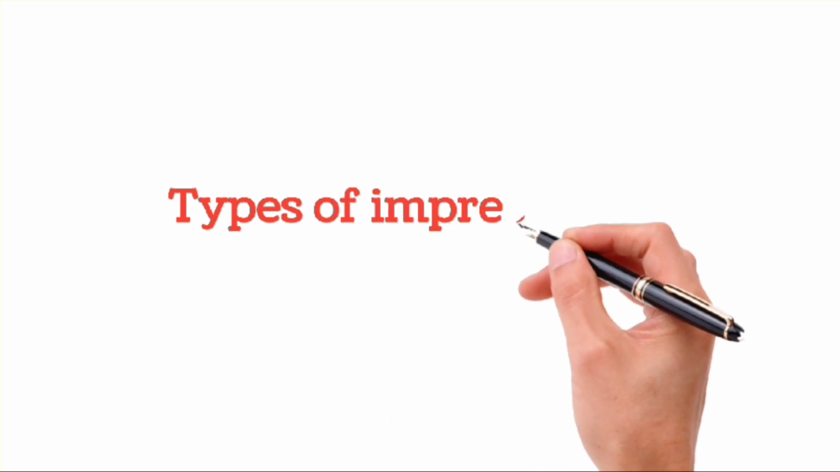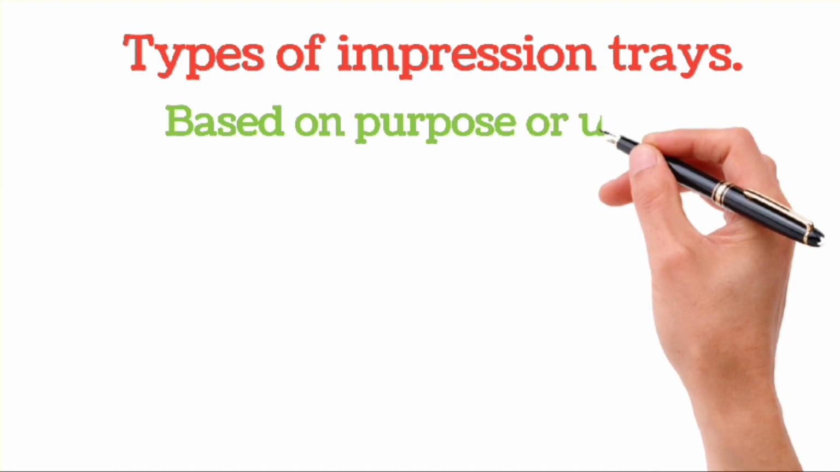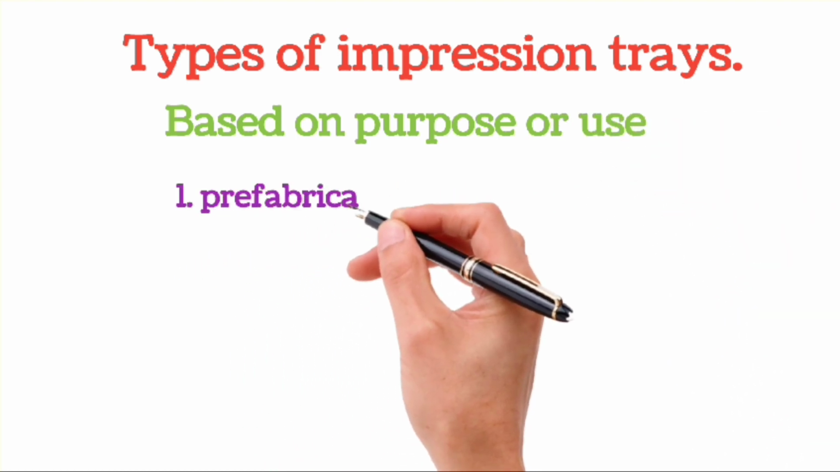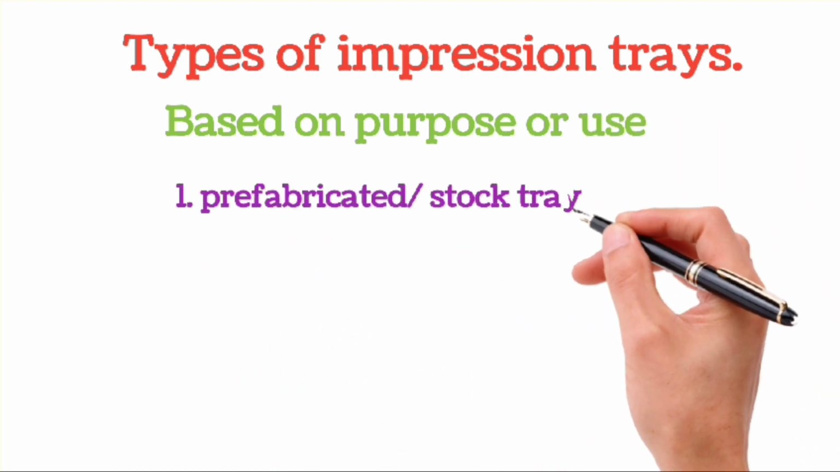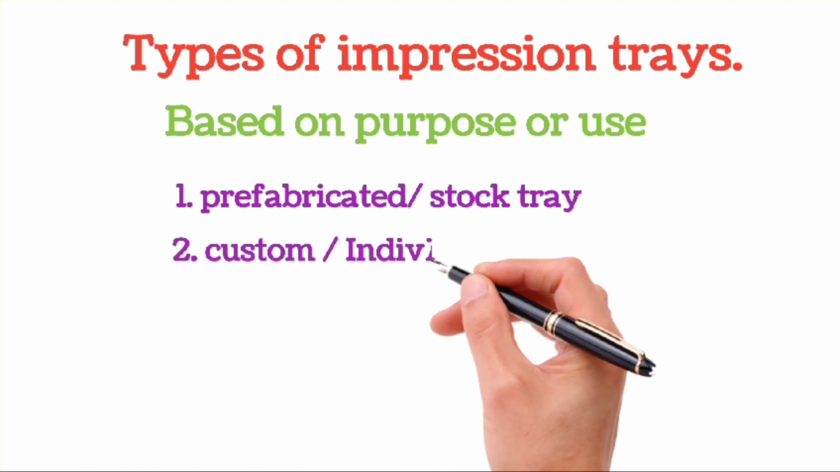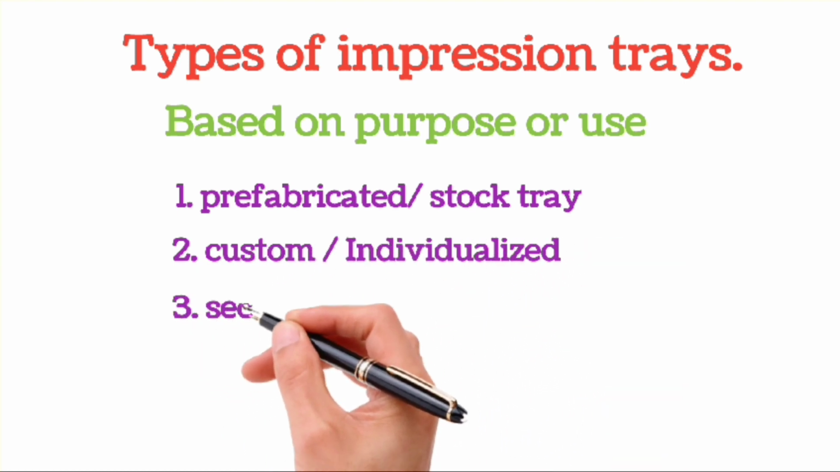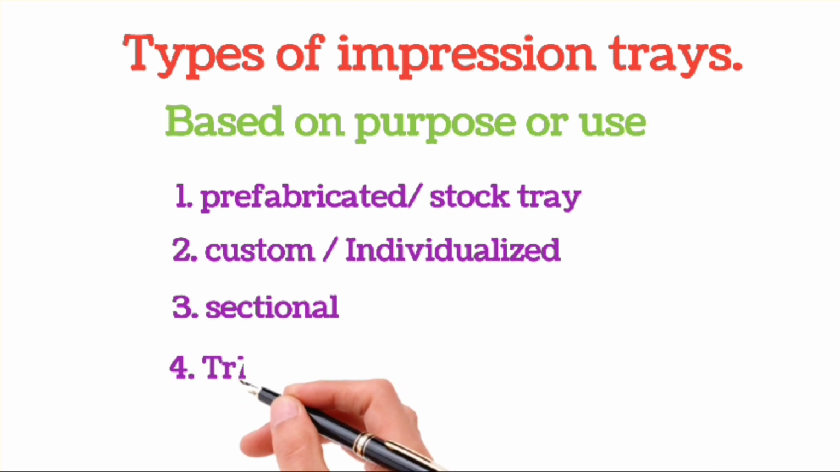Types of impression trays. Based on purpose or use, it is of 4 types. First, prefabricated, stock tray. Second, custom, individualized tray. Third, sectional tray. Fourth, triple tray.